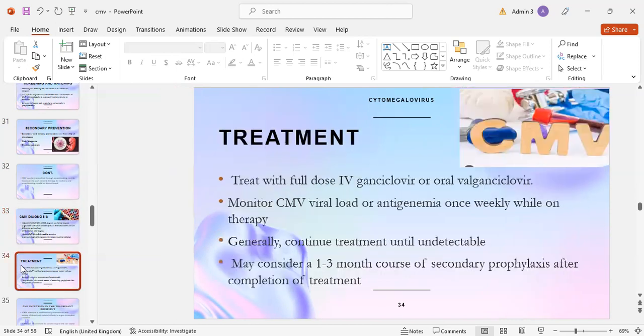Treatment. Treat with full dose IV ganciclovir or oral valganciclovir. Monitor cytomegalovirus viral load or antigenemia once weekly while on therapy. Generally continue treatment until undetectable. May consider a 1 to 3 month course of secondary prophylaxis after completion of treatment.